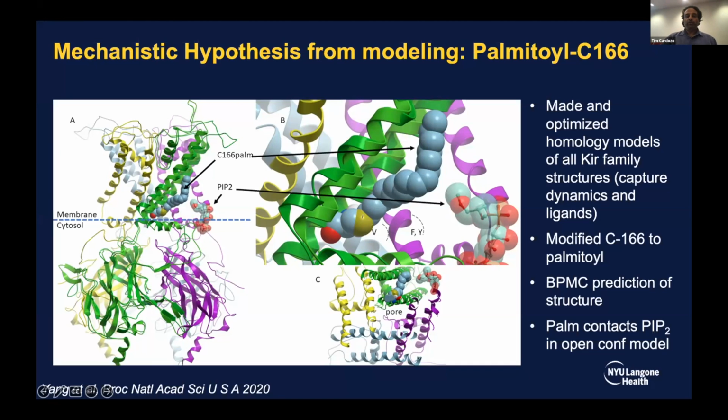So even though the cysteine is facing away from the pore, the palmitoyl is reaching over from one monomer to the PIP2 binding site in another monomer and presumably stabilizing PIP2. And if you recall, I just said that PIP2 is an opener of the channel. So we proposed that this is the mechanism by which palmitoylation opens the channel: by influencing PIP2.